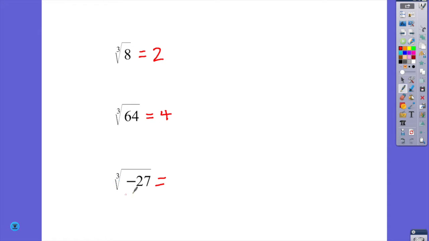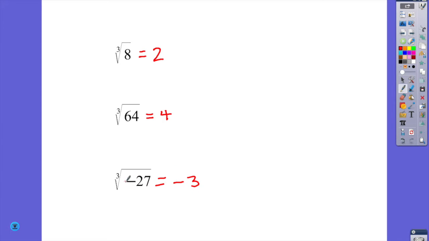Now, here, you might be thinking, well, didn't we just learn in the last unit that you cannot square root negatives? But here, we've got the cube root of a negative. Now, at first glance, we might think, well, if it doesn't work for square roots, it shouldn't work for cube roots. But actually, it does. We do have an answer here of negative 3.